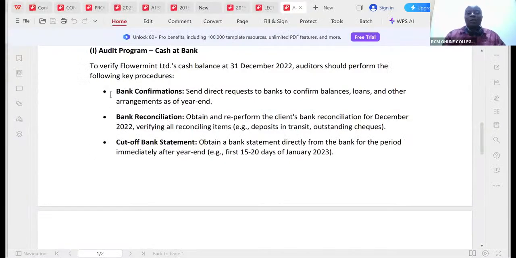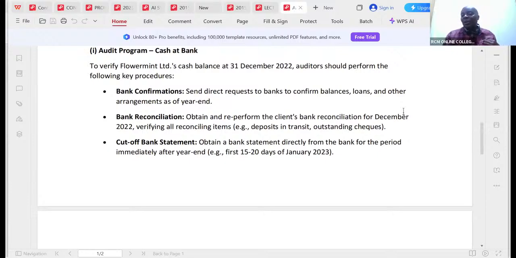Confirmations, check, review. That's the language I would want you to be mentioning there. So to verify Flower Mint's Limited's cash balance as at 31st December 2022, the auditor should perform the following key procedures. Bank confirmations: send direct requests to banks to confirm balances, loans, and other arrangements as of year end. Bank reconciliation: obtain and reperform the client's bank reconciliations for December, just 1 month.